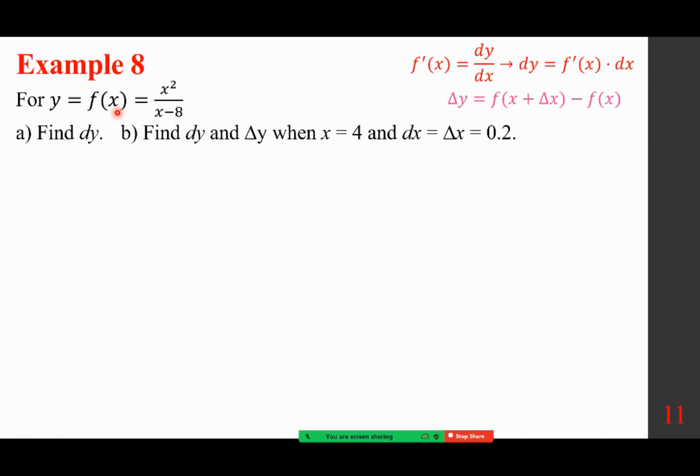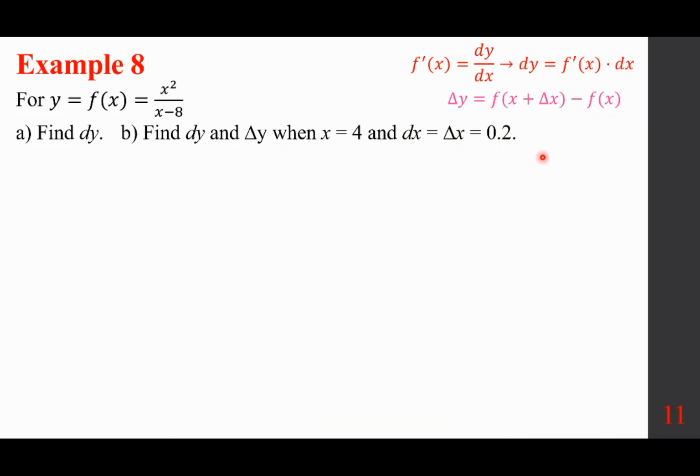Y is given as, or f of x, as x squared over x minus 8. We want dy and delta y when x is 4, and dx or delta x is 0.2. We want to evaluate. So the very first thing is, anytime they ask you for the differential dy, the very first thing is for you to find y prime or f prime of x or dy dx, differentiate.